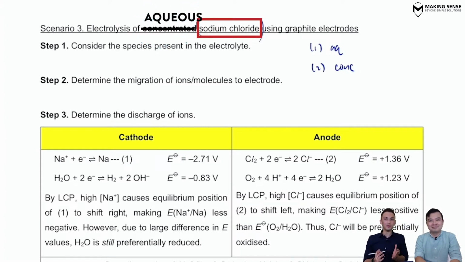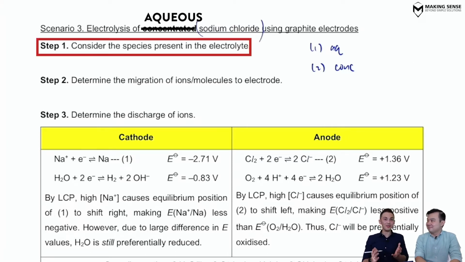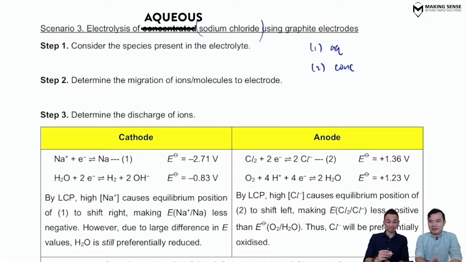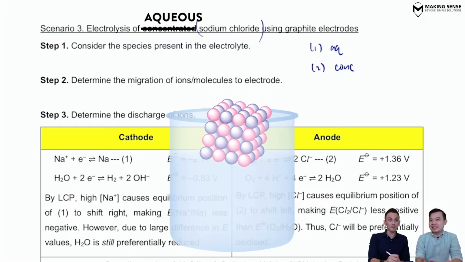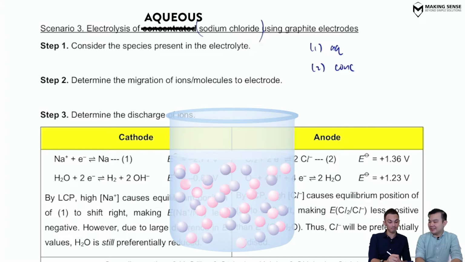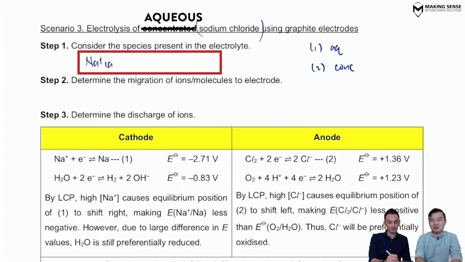The very first thing we do is focus on the electrolyte and ask ourselves the question, what are the species that are present? Mr. Leong, can you tell us what species are present? NaCl, an ionic substance that is soluble in water, dissolves to give ions. So you have Na+, Cl-, as well as the solvent, which is water. Let's write this down: we have Na+, Cl-, as well as water.